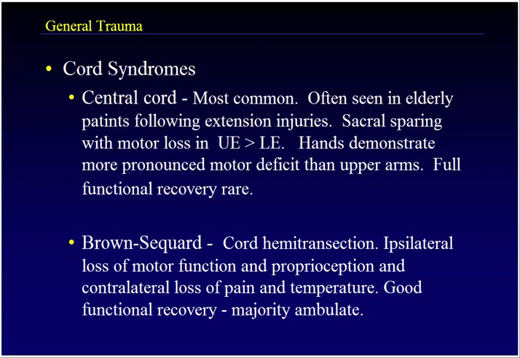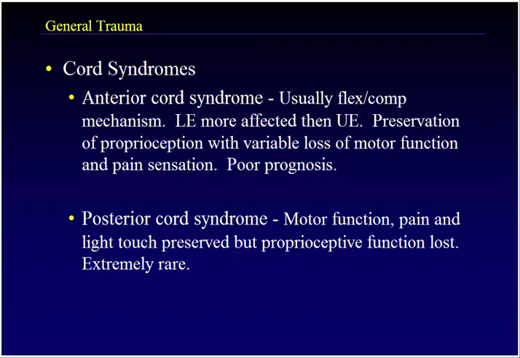The Brown-Séquard syndrome is hemitransection of the spinal cord, so you'll have ipsilateral loss of motor function and proprioception and contralateral loss of pain and temperature sensation. These typically have a good functional recovery. The classic mechanism for the Brown-Séquard syndrome is a penetrating type trauma to the spine, and most of these patients will ambulate.